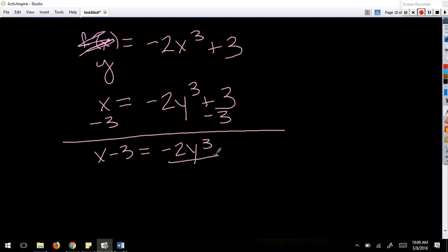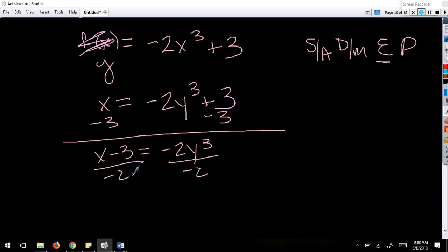We'll take care of the exponent after that, because remember, we're doing SADMAP, so we do the multiplication, division, and then the exponent. Again, we're not actually doing it, we're just writing it, so it's a lot easier. x minus 3 over negative 2 equals y to the third.